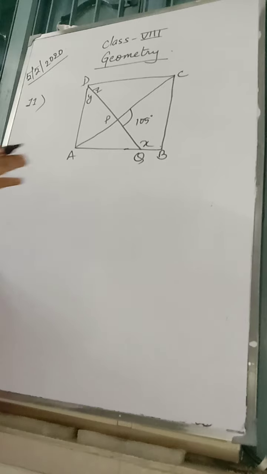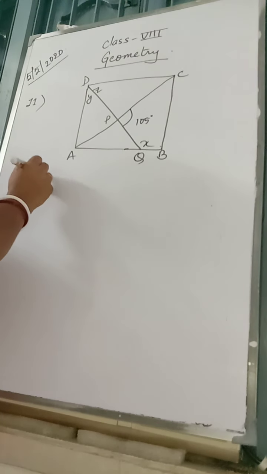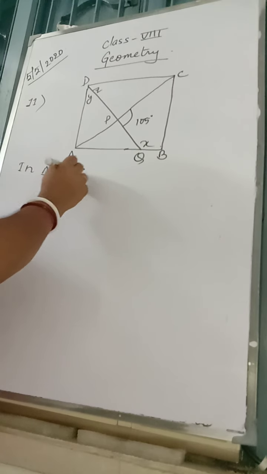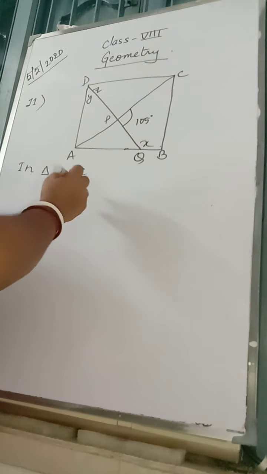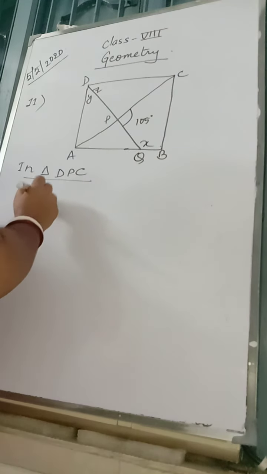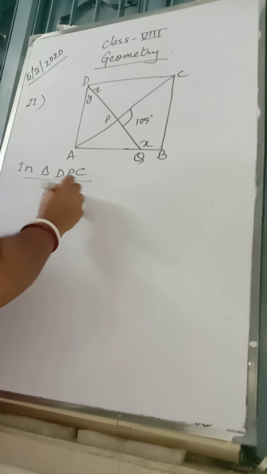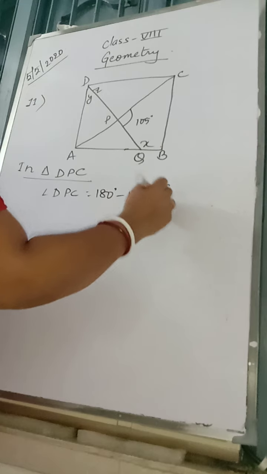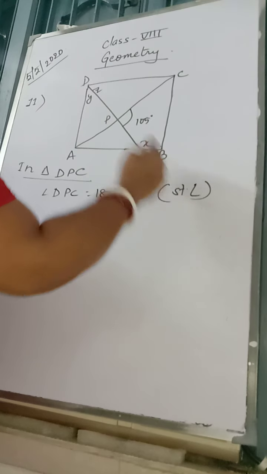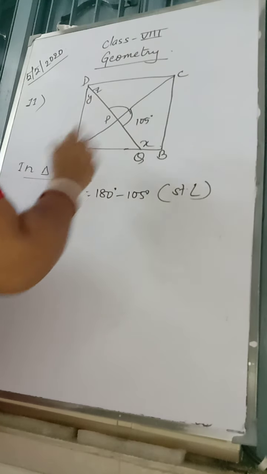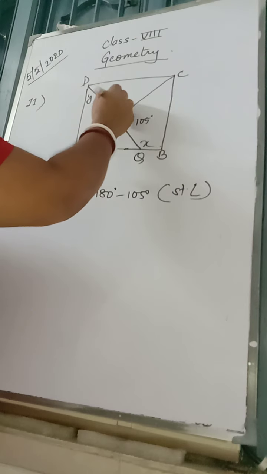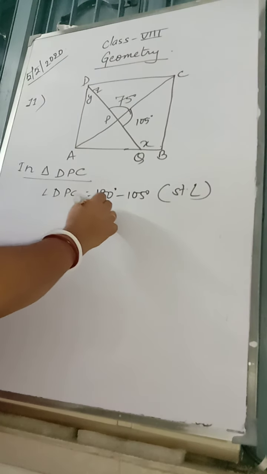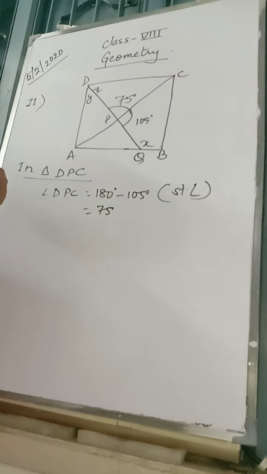Now you see the triangle. In triangle DPC, angle DPC will be 180 minus 105 degrees. They are forming a straight angle. This full is a straight angle only, na? So this will be 75 degrees. We got this angle is 75.